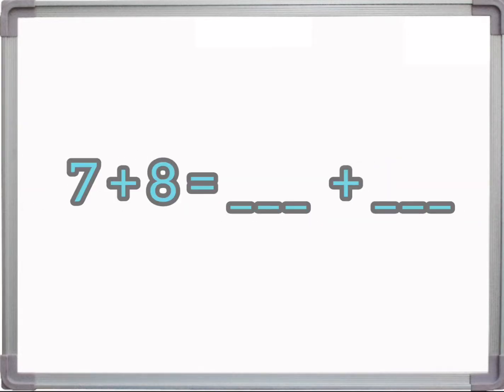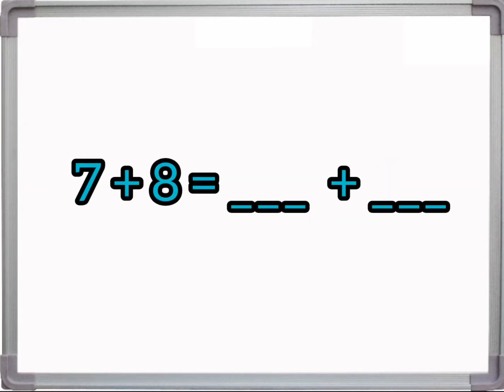To begin with today's lesson, I want you to complete the following commutative property by writing the correct form on the next side. So we have the addends 7 plus 8. So I want you to write the correct commutative property on the next side.